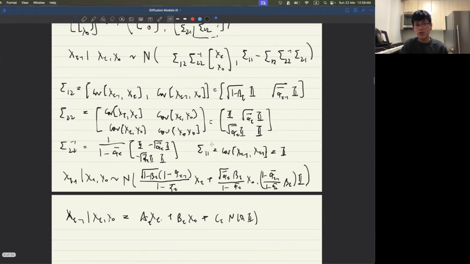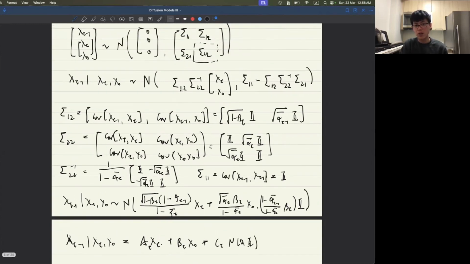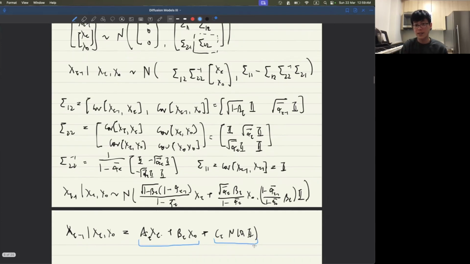If you look at this matrix form, the mean is sigma 1, 2, sigma 2, 2 inverse times a vector of xt and x0. So it is already a linear combination, right? If you multiply xt and x0 by a matrix, that's a linear combination. So that explains the first half of this term. And then the variance, because all of these sigma 1, 1, sigma 1, 2, sigma 2, 2 have multiples of the identity matrix as their subblocks, the end result will still be some multiplier times the identity matrix, and that explains the latter term, right?